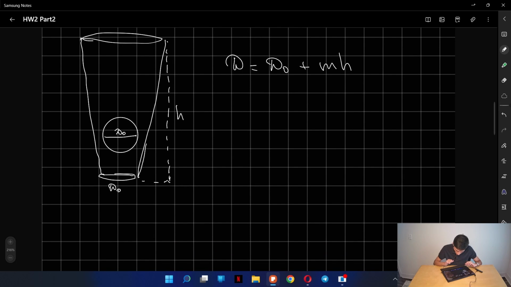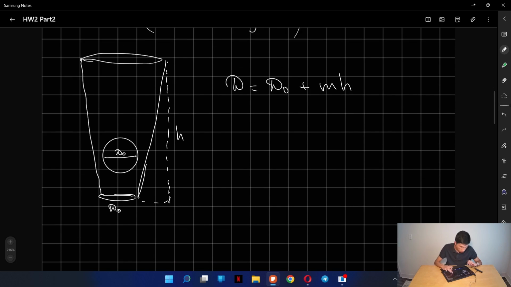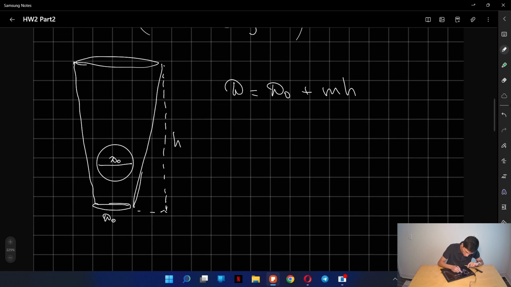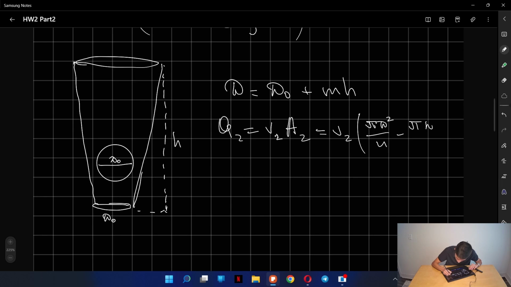And I know that the flow rate at point 2 is going to be the velocity at point 2 times the cross-sectional area at point 2. Now our cross-sectional area here is going to be the difference between the cross-sectional area of the tube and the cross-sectional area of the ball. So that's going to be pi d squared over 4 minus pi d0 squared over 4, right?